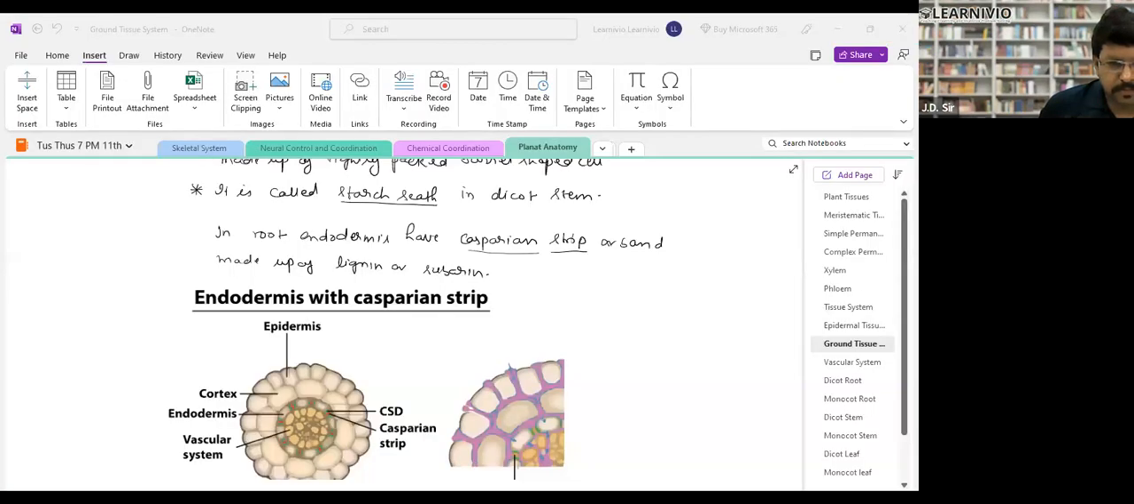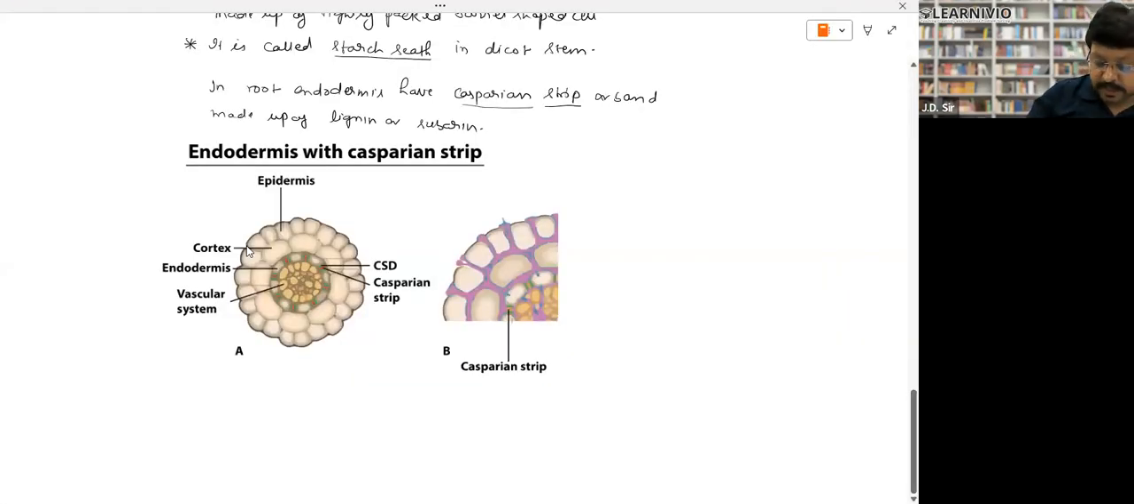Try to understand. Look, endodermis. This is the diagram of endodermis with Casparian strip. Look, this is the cortex, right? This is the endodermis. Between these are the endodermal cell. They are the barrel-shaped cell, right? And between the cells, you can find there is a Casparian strip. This is the Casparian strip.